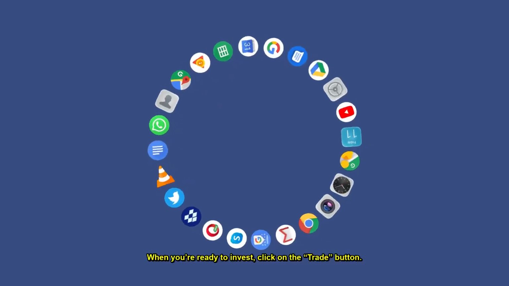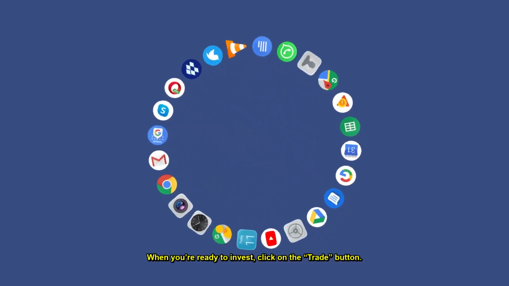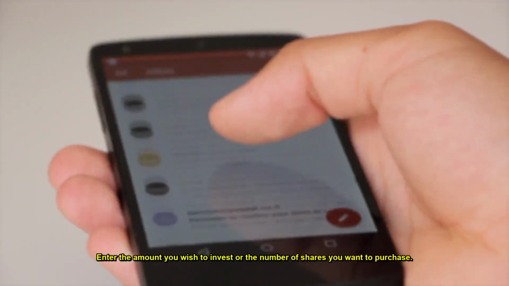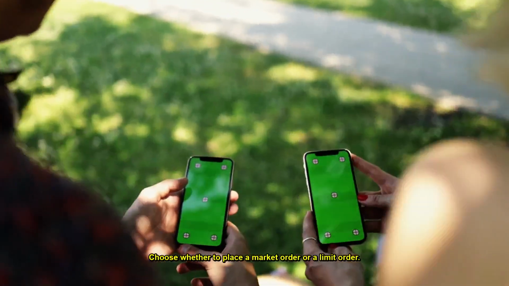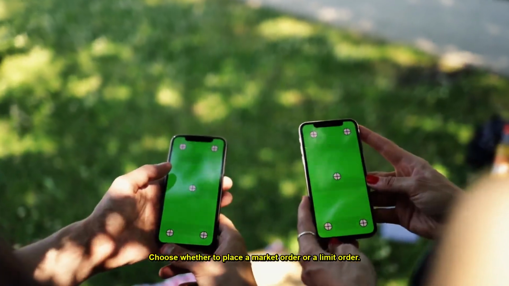When you're ready to invest, click on the Trade button. Enter the amount you wish to invest or the number of shares you want to purchase. Choose whether to place a market order or a limit order. Confirm your transaction details before finalizing your investment.